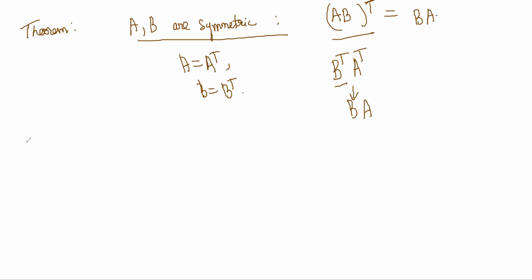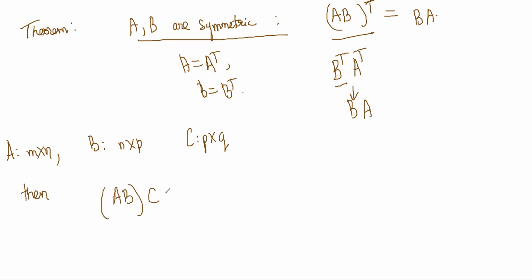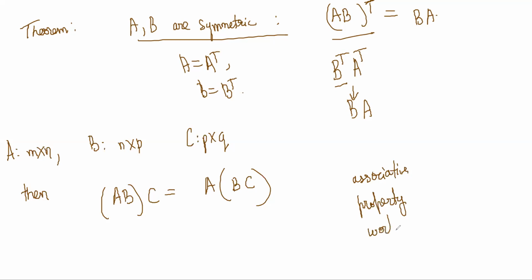Right? So then we have, if A is M cross N, B is N cross P, C is P cross Q, then ABC is same as A into BC. So associative property is true. Associative property works. Commutative does not work, associative works. Position of the bracket doesn't matter. Okay, you can do however you like. Okay, this is one thing.